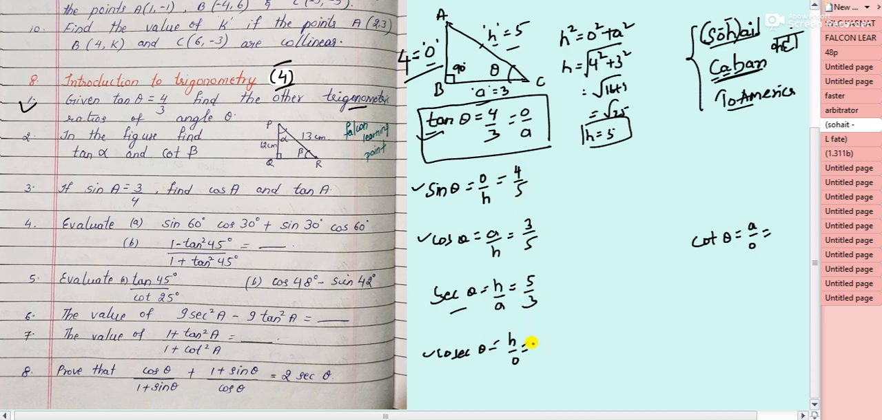Correct? Now cosec is reciprocal of this. That is 5 by 4. And cot is reciprocal of tan. That is 3 by 4. Isn't it easier? Actually, this method is the easiest.